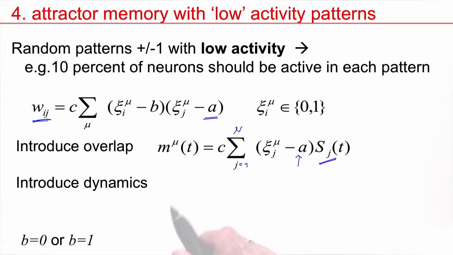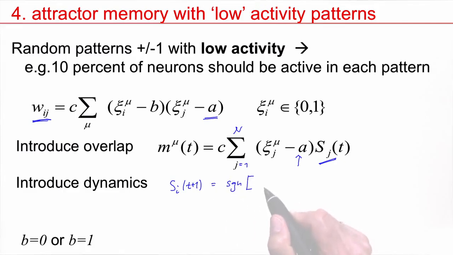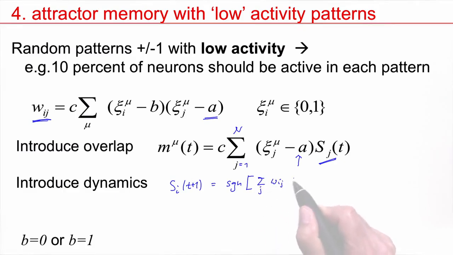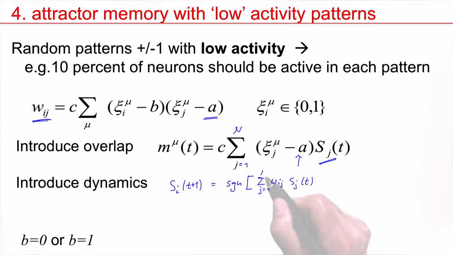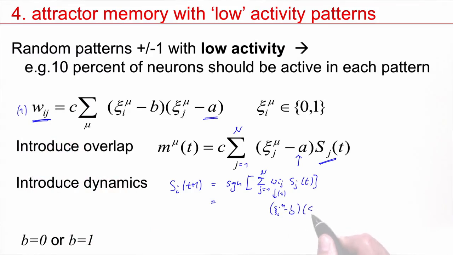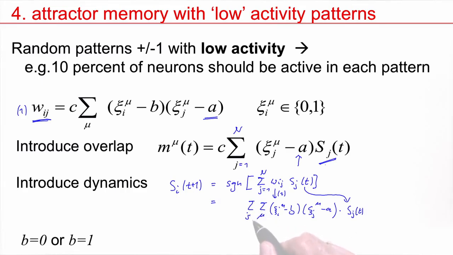Now, let's work for the moment with deterministic dynamics. So we say the state of neuron i in the next time step, t plus 1, is the sign of the total input. But what's the total input to neuron i? It's w_ij S_j of t, summed over all neurons j. Now I use my weight matrix. I copy it from above. So I have xi_i^mu minus B, xi_j^mu minus A, and then I multiply with S_j of t. I sum over mu, that comes from the weight matrix, and I sum over all neurons, j equal 1 to N, and then take the sign of everything. And let's not forget the constant C, so I put it in front here.